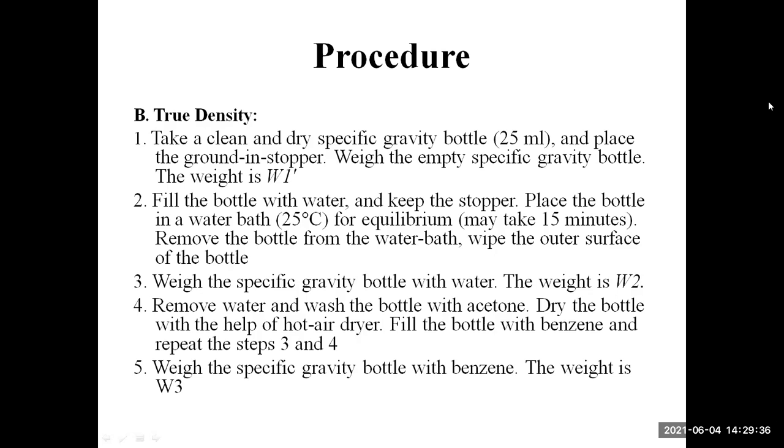Next, about determination of true density. Take a clean and dry specific gravity bottle having capacity 25 ml and place the ground in stopper. Weigh the empty specific gravity bottle. The weight is W1. Fill the bottle with water and keep the stopper. Place the bottle in a water bath having temperature 25 degrees Celsius. For equilibrium, it may take 15 minutes.